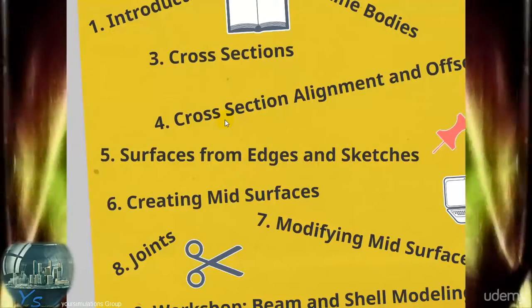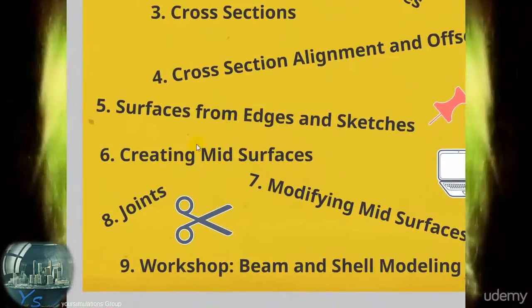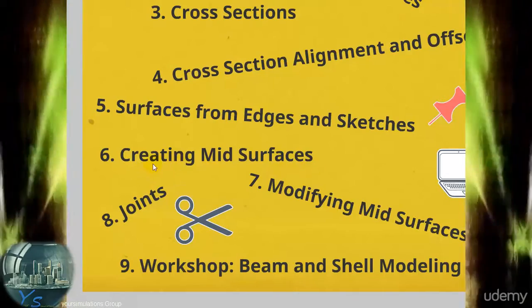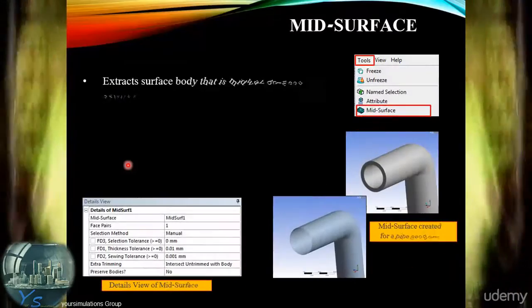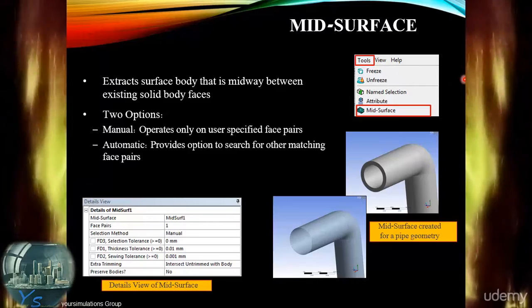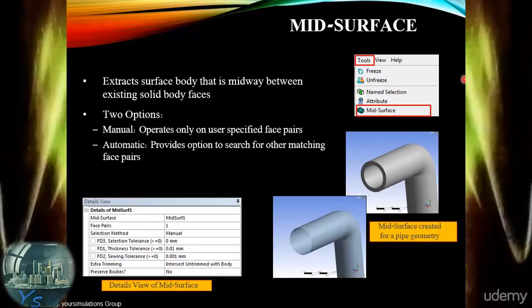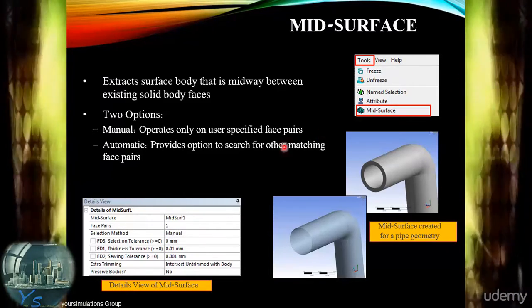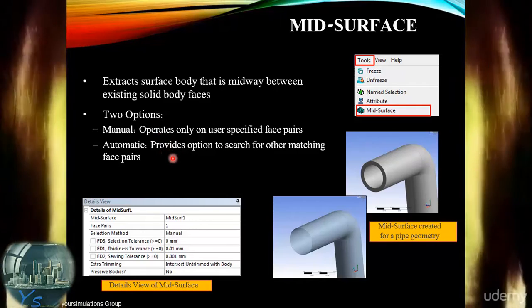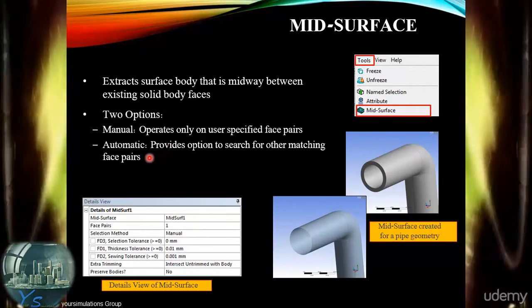Mid-surfacing is another useful tool for shell modelling, and this allows us to extract a surface body that is midway between the existing faces of a pre-existing solid body. And we can do that in two different ways. There's a manual and automatic approach.